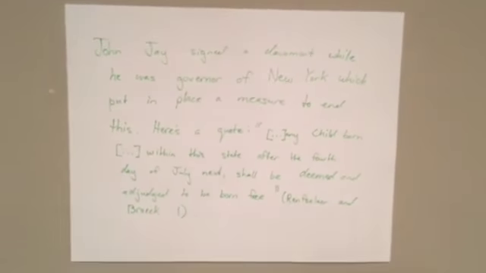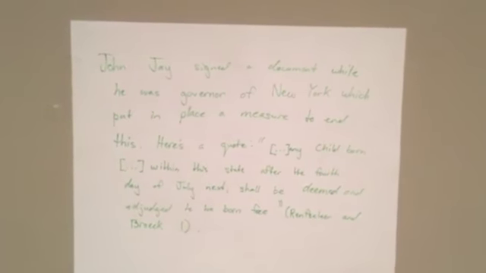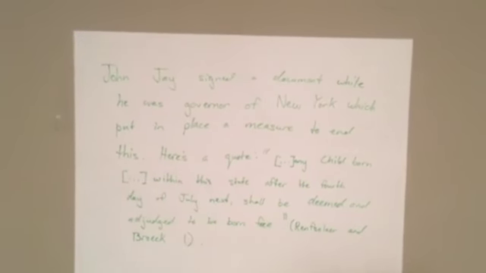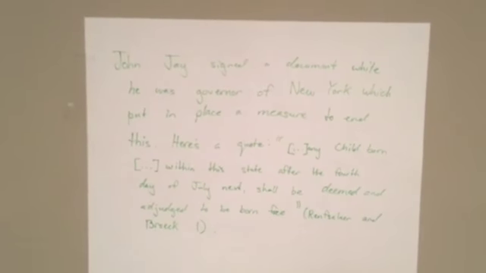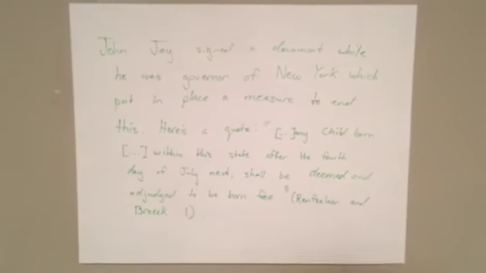Alright, can we do treaties and acts for 500? John Jay signed a document while he was governor of New York, which put in place a measure to end this. Here's a quote. "Any child born within this state after the 4th of July next shall be deemed and adjudged to be born free." There are two answers. What is the Abolition Act and what is slavery? That's correct.